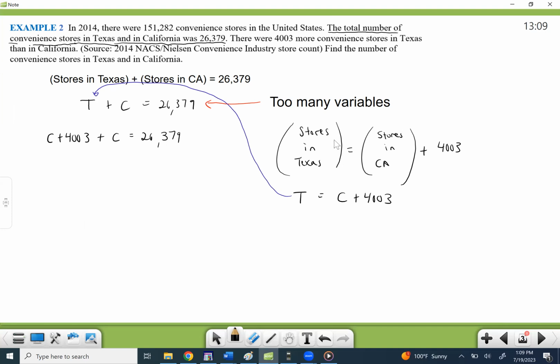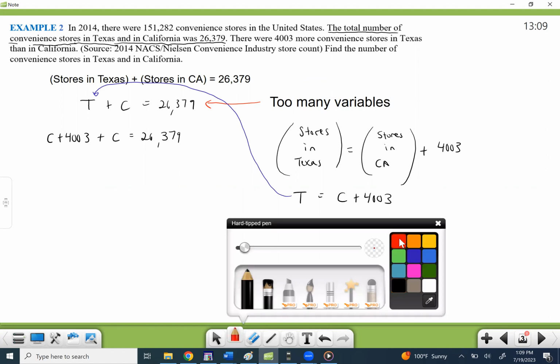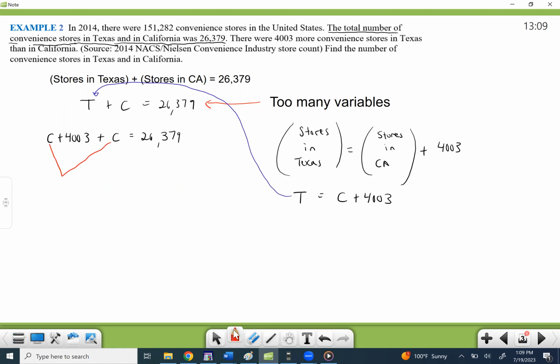So we went over here and we said, well, the number of stores in Texas, that's the same as the number of stores in California plus 4,003. So instead of writing Texas, we're just going to put California plus 4,003 in for the T, and don't mess with anything else in the equation. Bring everything else down. And now we're golden, you guys. We've been solving linear equations in the last video. We got this. Combine like terms. So C plus C is going to get us 2C.